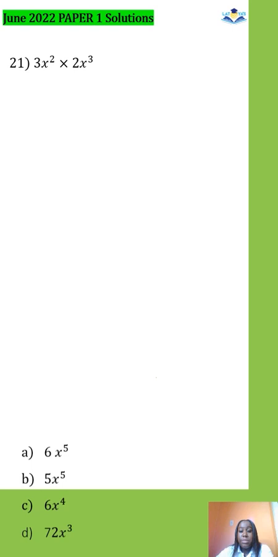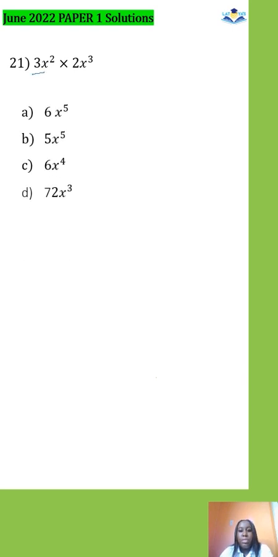3x squared times 2x cubed. First thing we're going to do is multiply the numbers. 3 times 2 is 6. We have the same base. We have x squared times x to the power of 3. What do we do when we are multiplying exponents? When we are multiplying indices, we add the powers. 2 plus 3 is 5. So it's going to be 6x to the power of 5. The answer is going to be A.